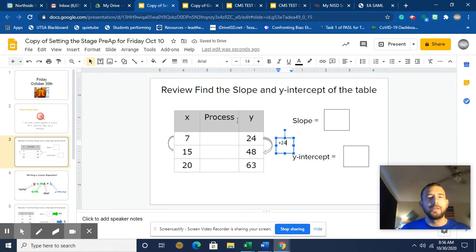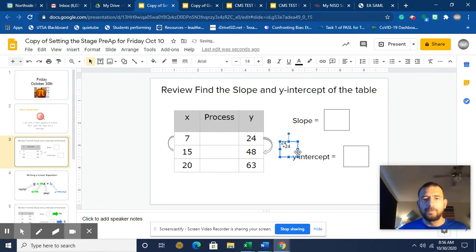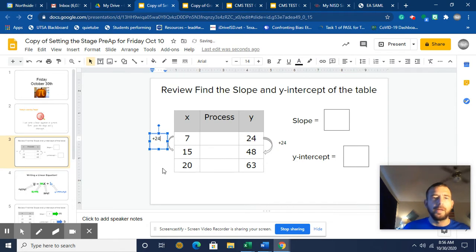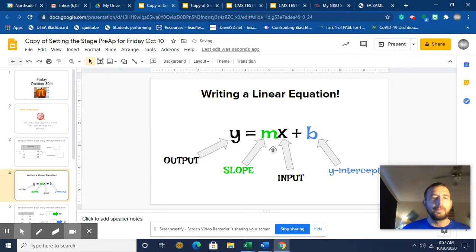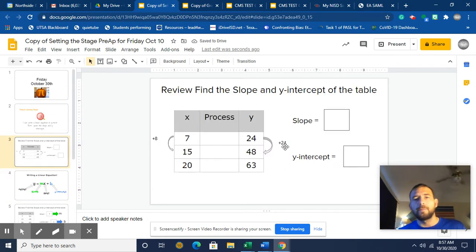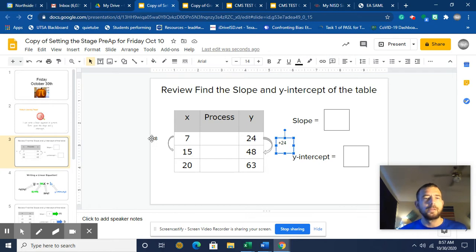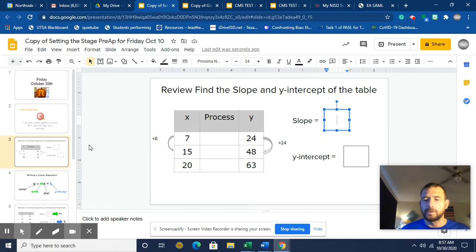Then I want to know, is it an increase or decrease from 7 to 15? We know that we get bigger when we go from 7 to 15. The question is by how much? In this case, it's 8. When I look at my slope here, I'm going to say, what is 24, the change in y, divided by the change in x, which is 8? That tells me that the slope here is going to be 3.